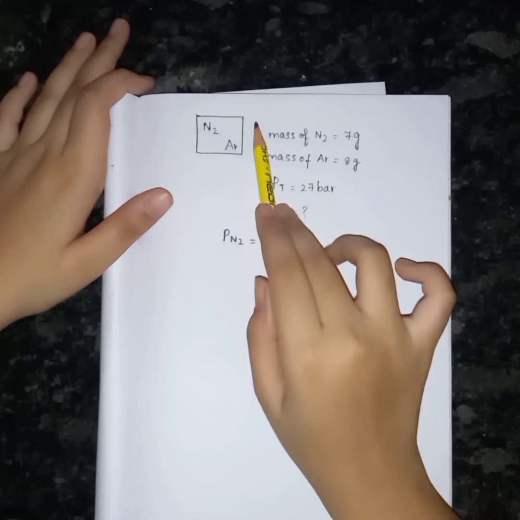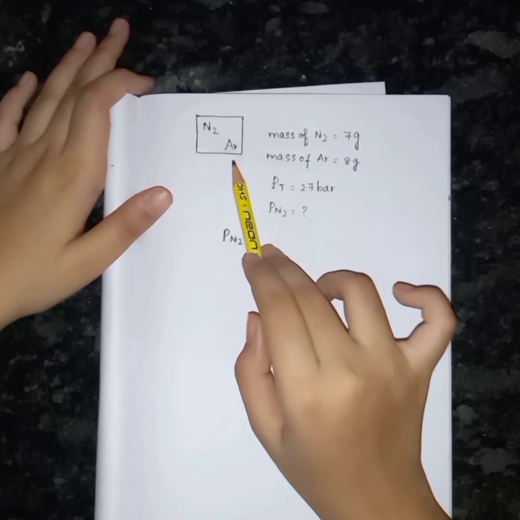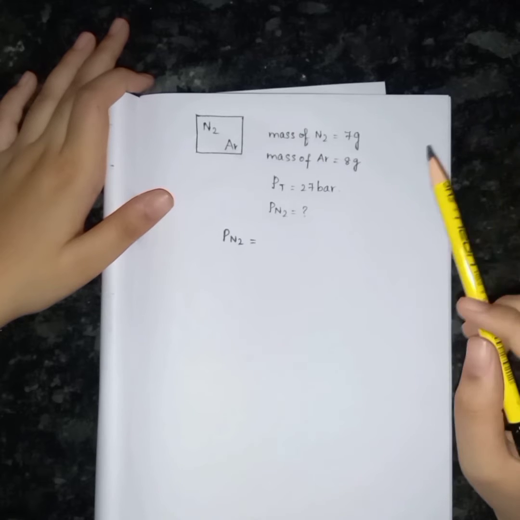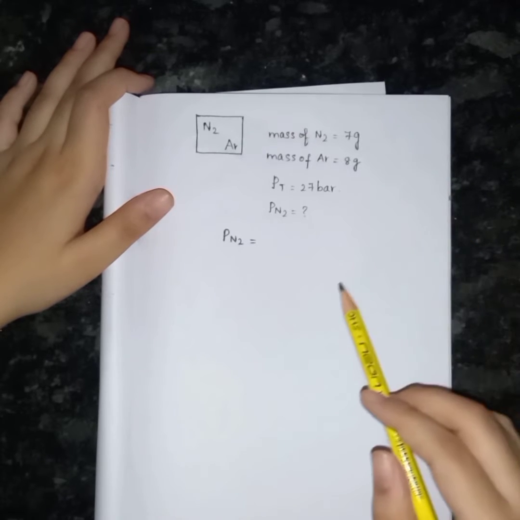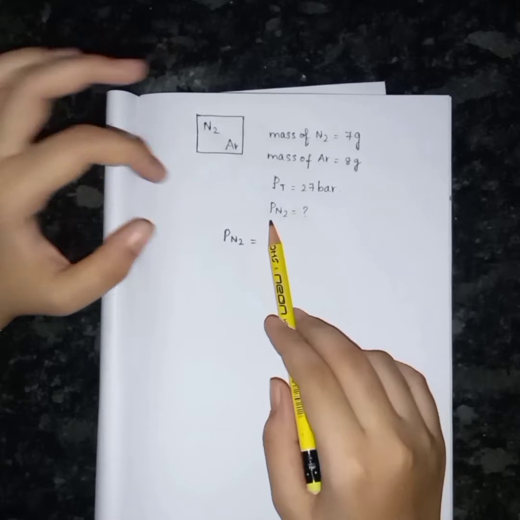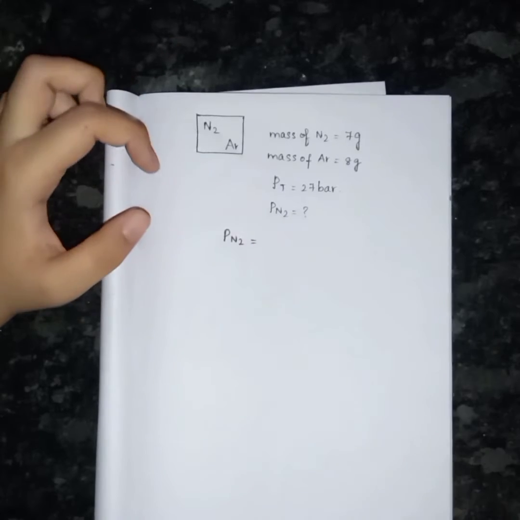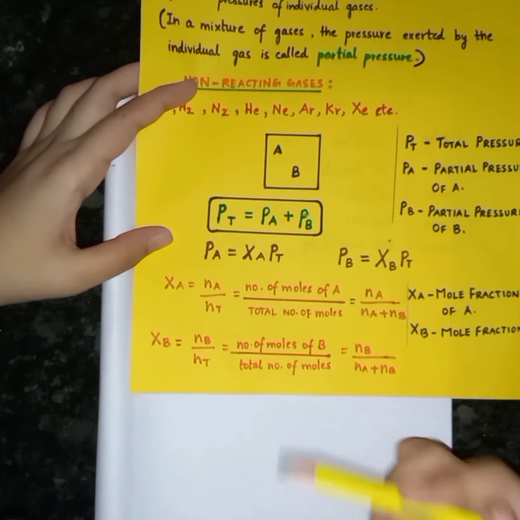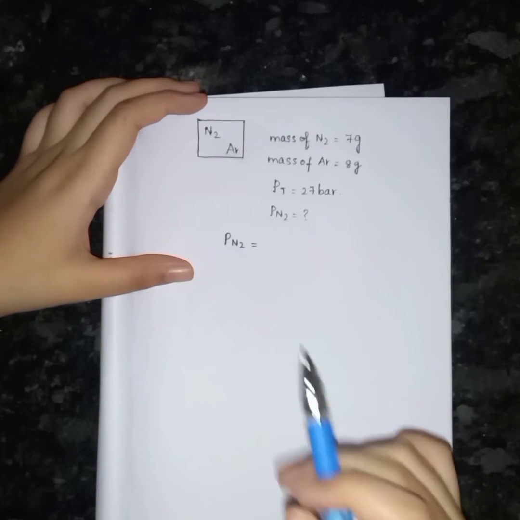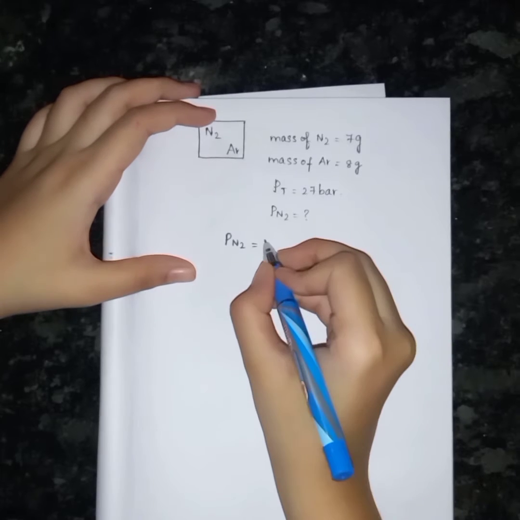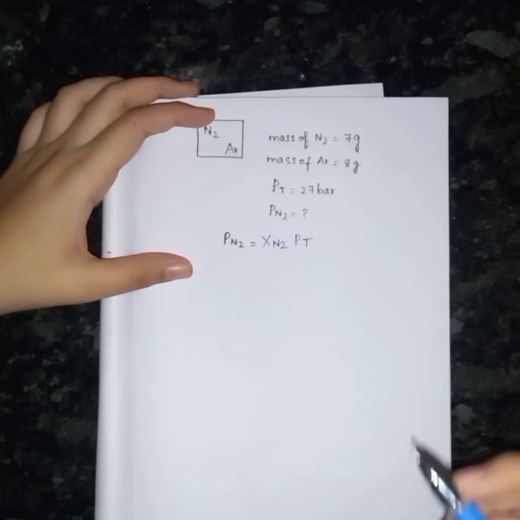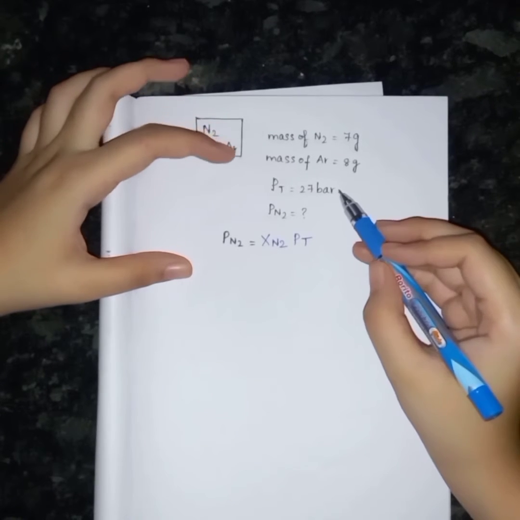This is the container containing nitrogen gas and argon gas. Mass of N2 and argon is given in the question. The total pressure is also given. Now what are they asking? They are asking us to find the partial pressure of N2. We know that partial pressure of A is equal to mole fraction of A into total pressure. Therefore, partial pressure of N2 is equal to mole fraction of N2 into total pressure. Here total pressure is given in the question. Now we have to find the mole fraction of N2.